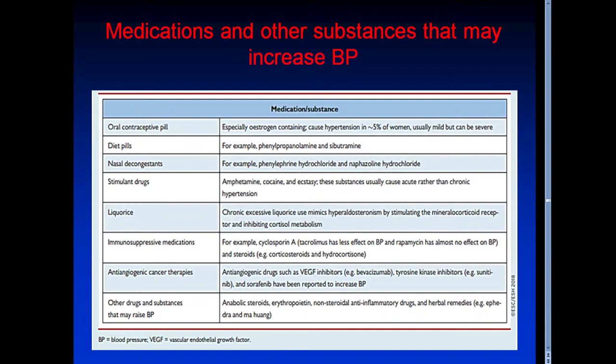Immunosuppressive medication like cyclosporin A, tacrolimus, rapamycin, and corticosteroids, for example hydrocortisone, prednisone, all steroids. Anti-angiogenic cancer therapies like bevacizumab, sunitinib, and sorafenib. Other drugs and substances: anabolic steroids, erythropoietin, non-steroidal anti-inflammatory drugs, and herbal remedies.